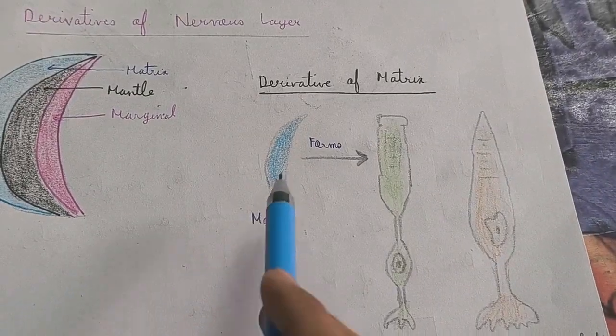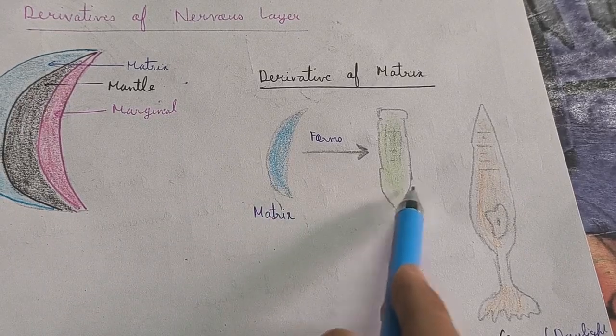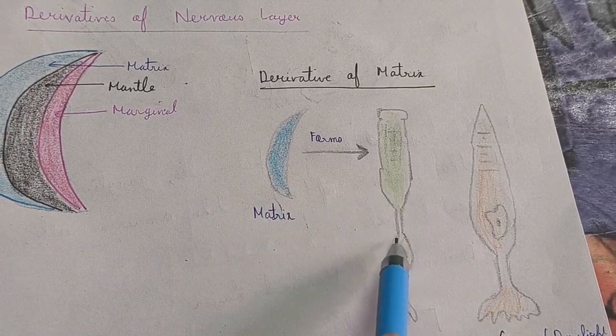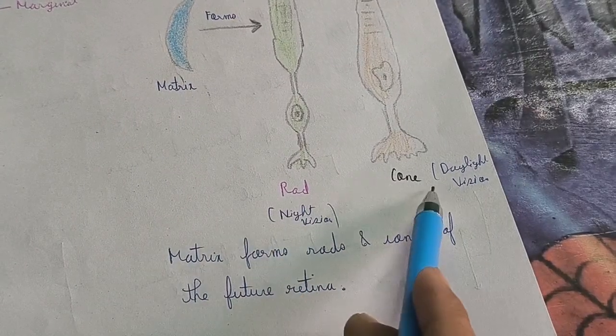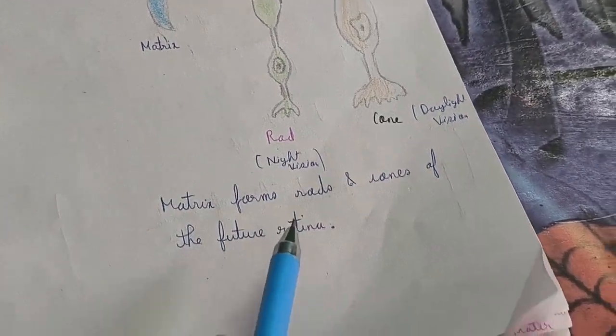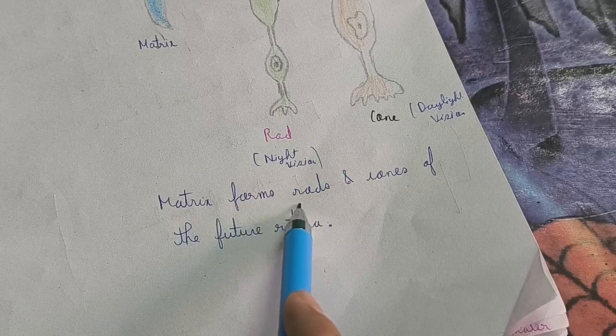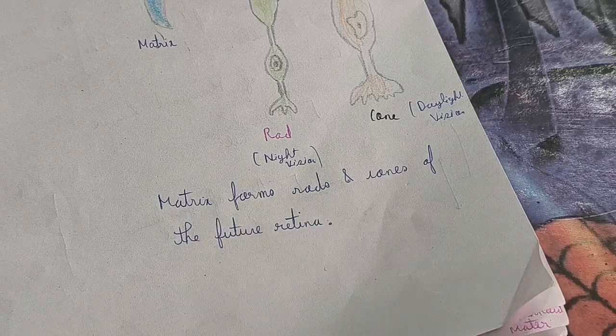But embryologically, you should know that this matrix forms two types of cells, rods and cones. Rods are for night vision and cones are for daylight vision. So therefore, I have written that the matrix forms rods and cones of the future retina.